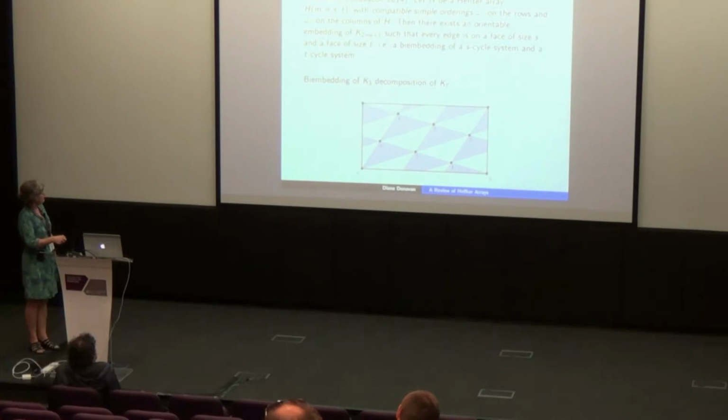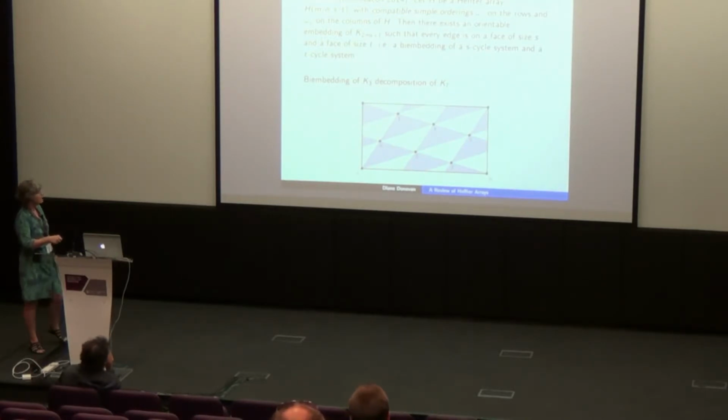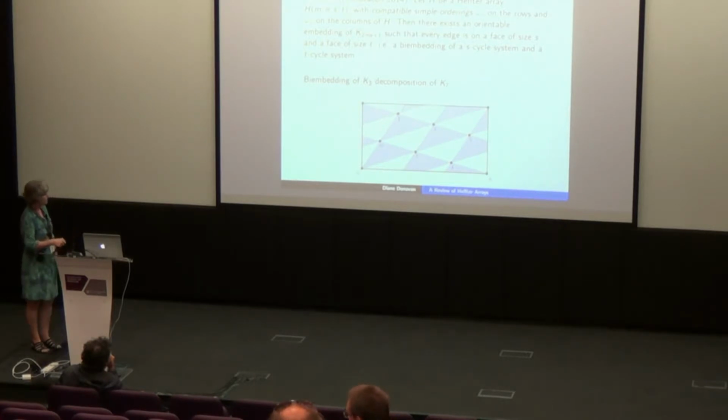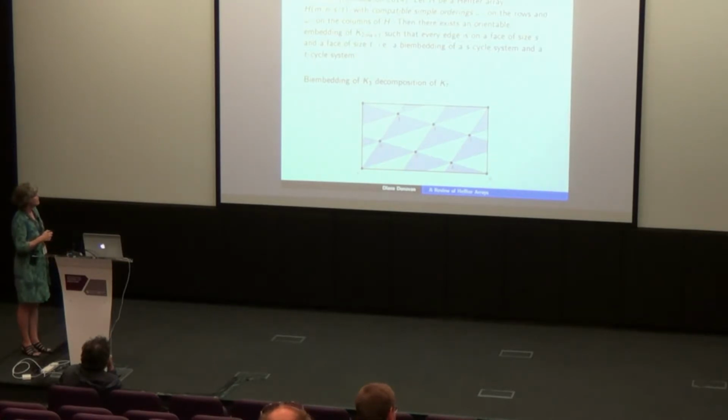So if we take an embedding of K7 on a torus here, then we can decompose the graph into triangles such that these triangles are two-colorable. So yes, it's a Steiner triple system. Each set of purple triangles gives me one Steiner triple system. Each set of white triangles gives me another Steiner triple system. And this is a bi-embedding of two Steiner triple systems. So that's the general idea of a bi-embedding.